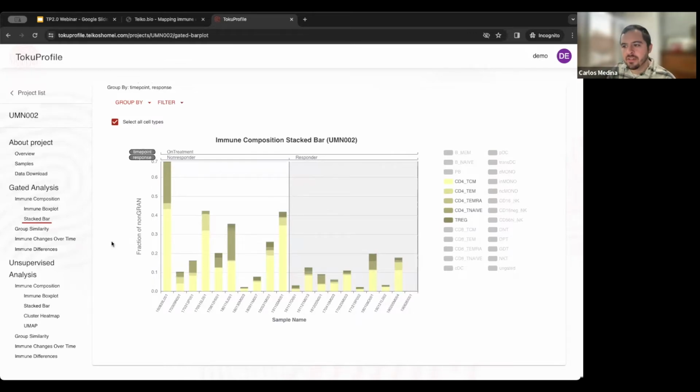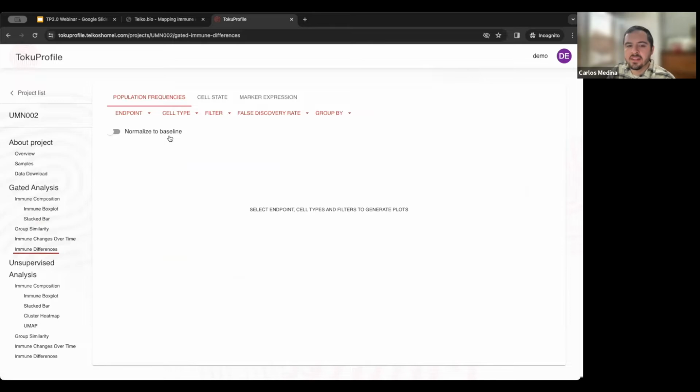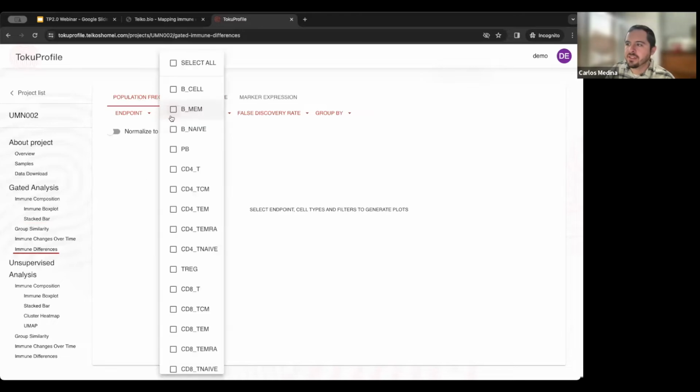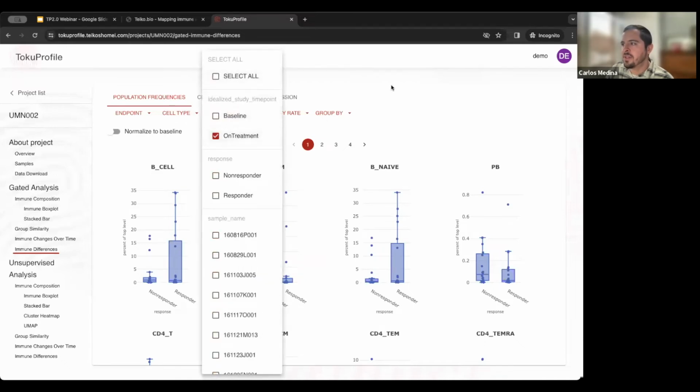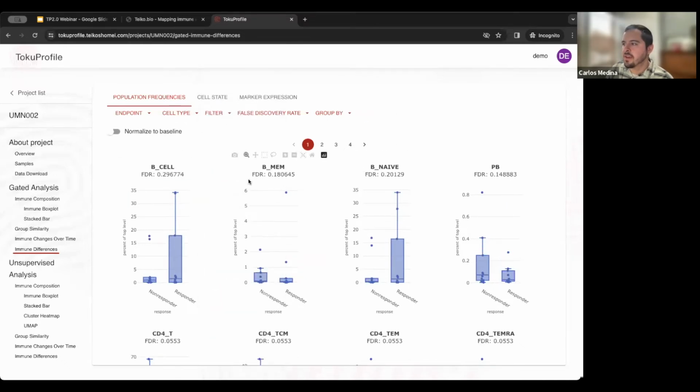In order to really begin running statistical tests and comparing these populations more directly, we can jump down into the Immune Differences tab and start with the Population Frequencies tab. So here you can compare immune differences between response endpoints and look at population frequency, cell state, and marker expression. Here I'm just going to select all subsets, and we can see that what we're plotting now is non-responder versus responder at both time points. And I'm going to filter to just that on-treatment time point. And we can see the stats run up here.